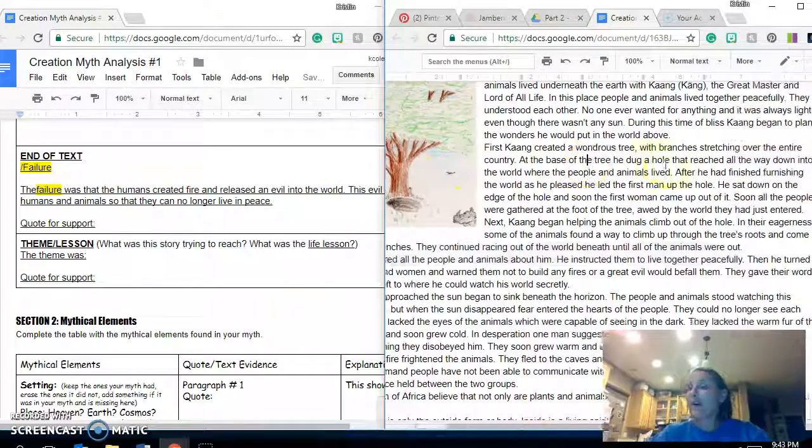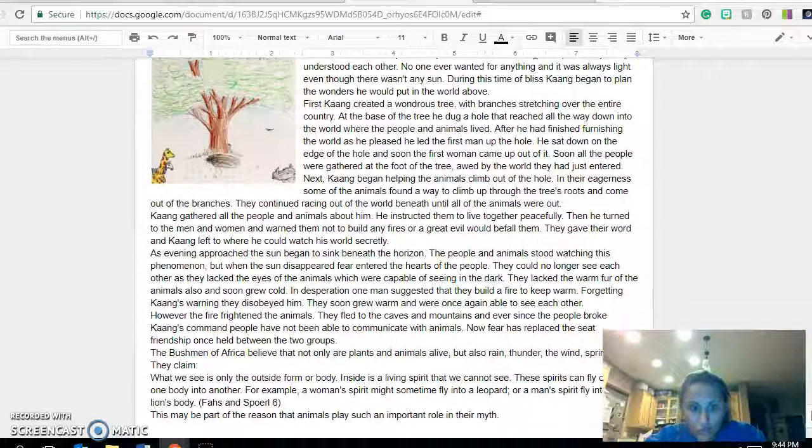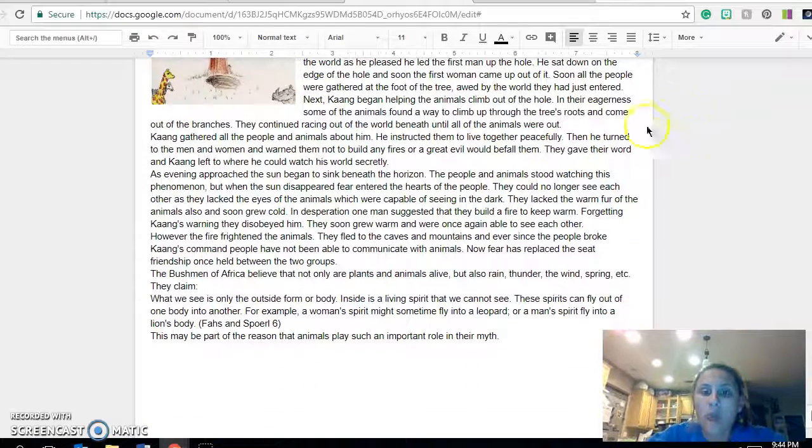Wonderful. And we need to find a quote. So I come back over to my text and I'm going to use two quotes, because you can't really understand the failure unless you have the rule and then breaking the rule. So I'm going to use this quote right here.